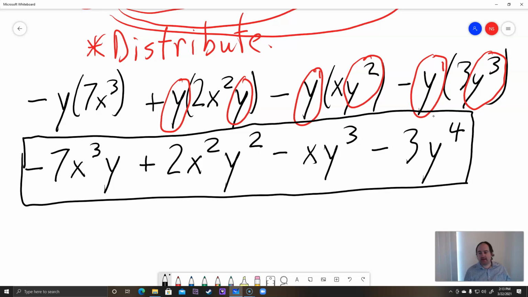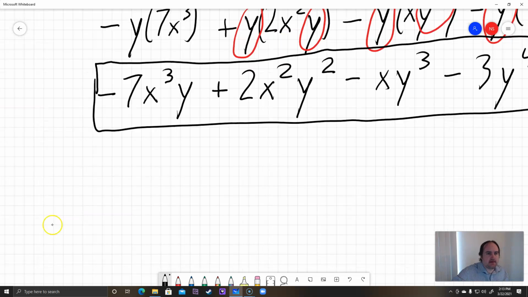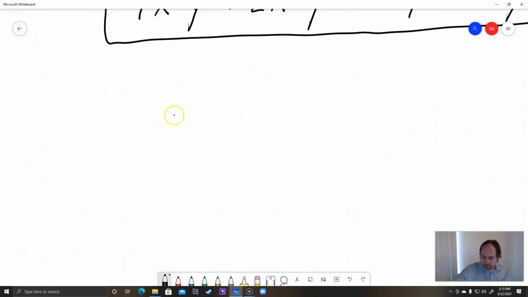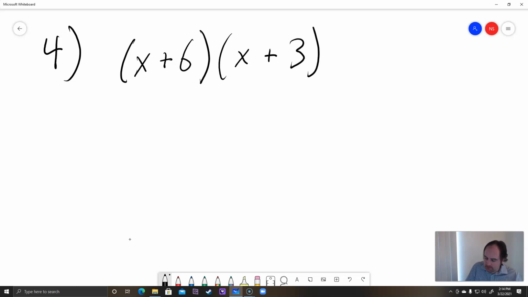So I wanted to move on to the next type of problem. We're still multiplying polynomials, but now we're going to be multiplying a binomial times a binomial. So this is going to be example number 4. For example number 4, we have x plus 6 times x plus 3. So this is a binomial times a binomial.